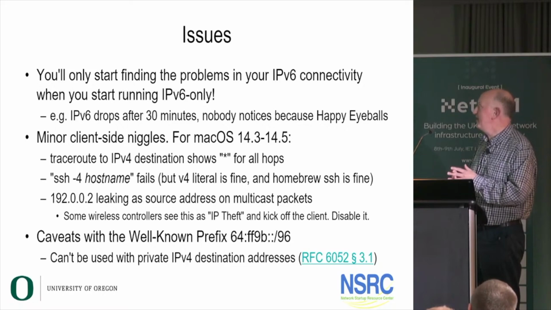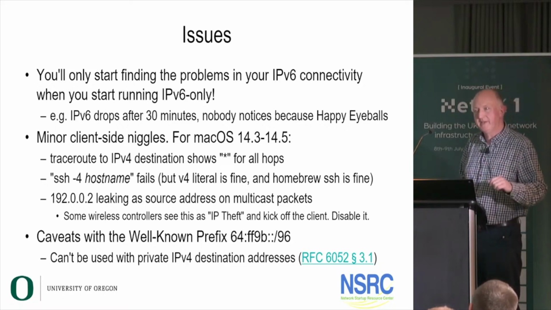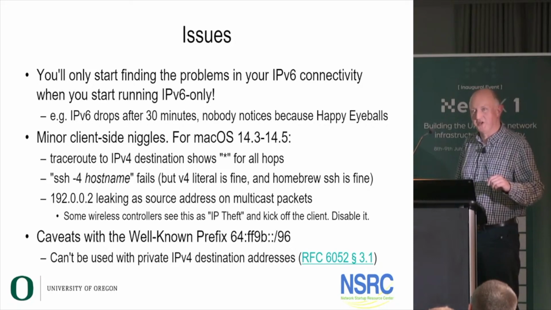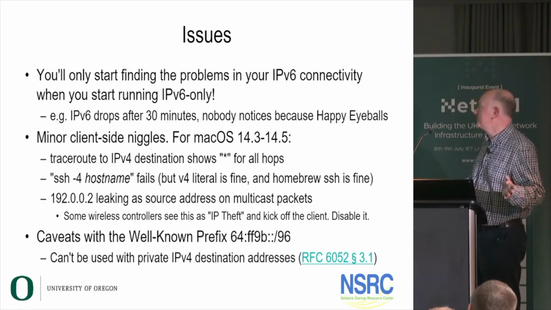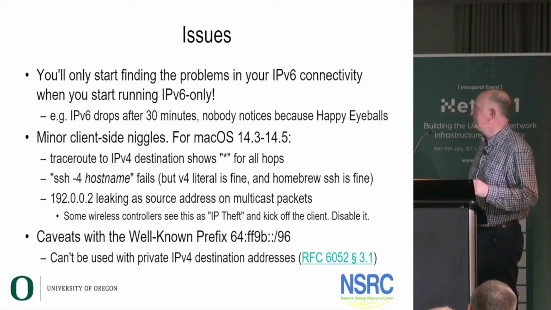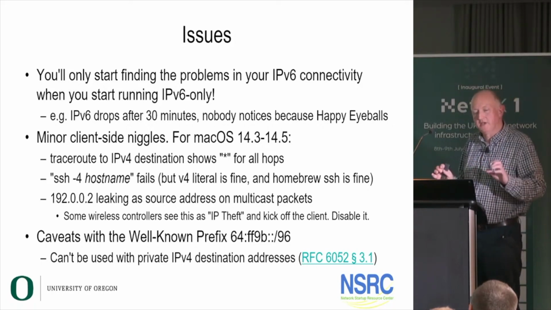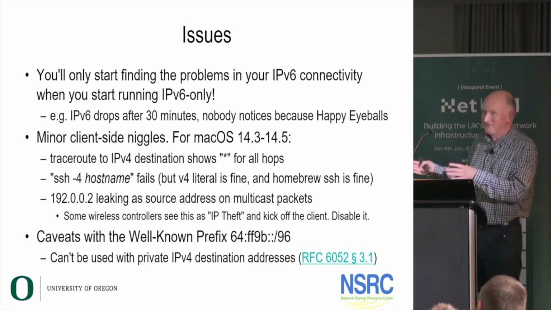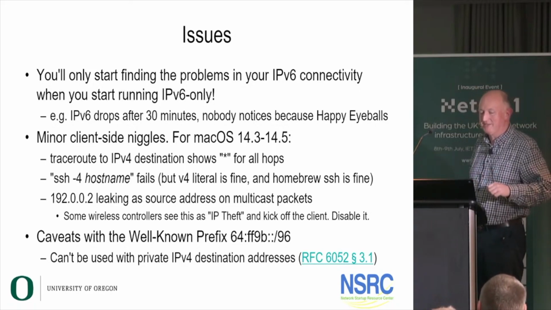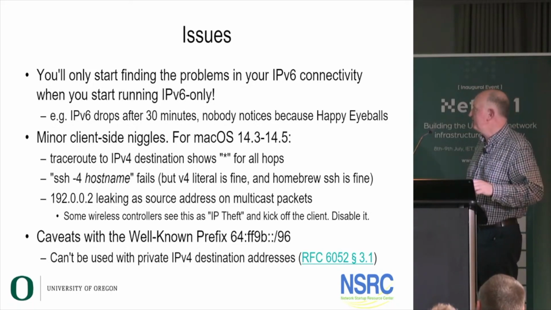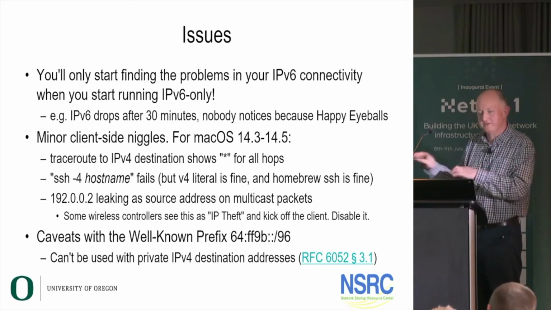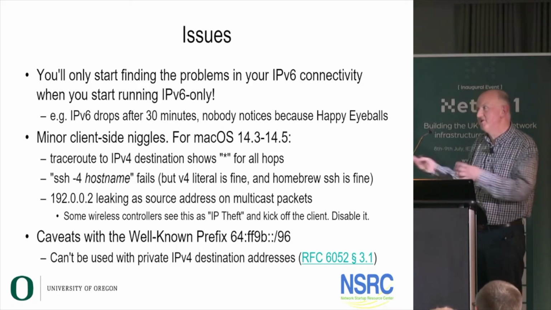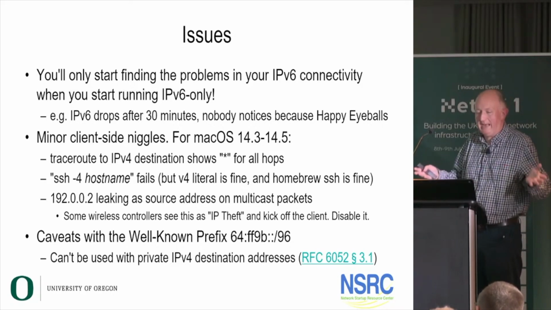The kind of thing I have seen in the past is a Linux box that picks up a router advertisement, gets a default gateway, 30 minutes later it expires and it doesn't renew it. You wouldn't notice that if you're dual stack. If you're on single stack, you are definitely going to notice that. There are some minor niggles. So for example, traceroute to an IPv4 destination will show you stars for all of the hops. It's just that the macOS CLAT isn't working with that at the moment. Some odd stuff with SSH, whereas if you do SSH -4 to a host name, it fails. But actually, SSH to a v4 literal address works fine, and the newer version of SSH in Homebrew also works fine. So it's just something about Apple's version of SSH.